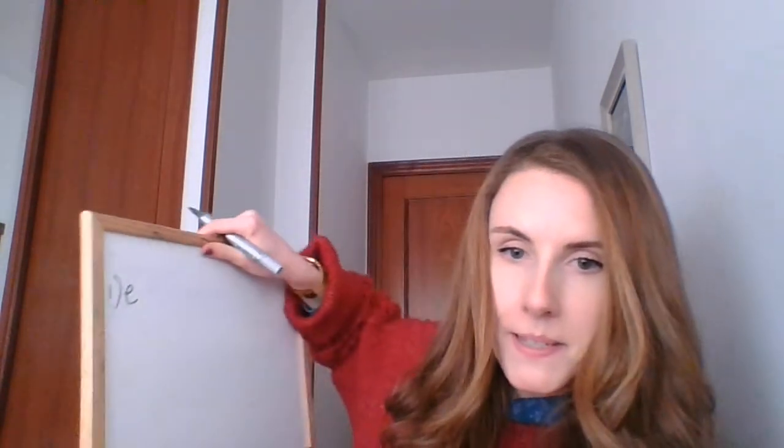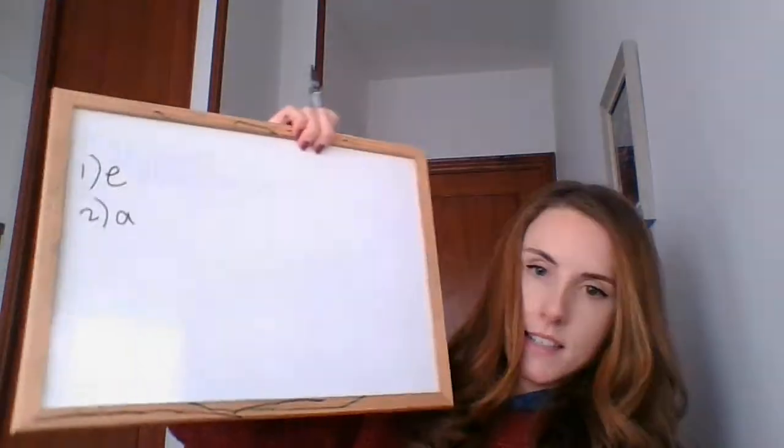Number 1 is E, like this, E. Number 2 is A, like this. Number 3 is B. Okay, I think you know that. B, the letter B, B. Number 4 is D, like this. Number 5 is G.